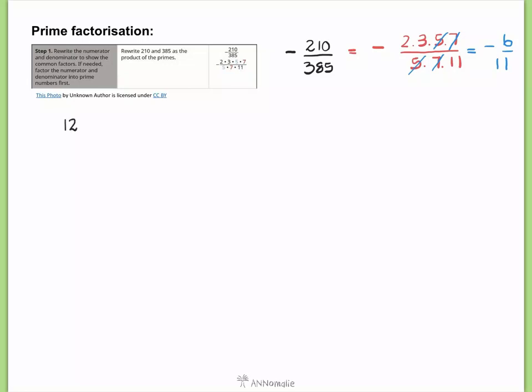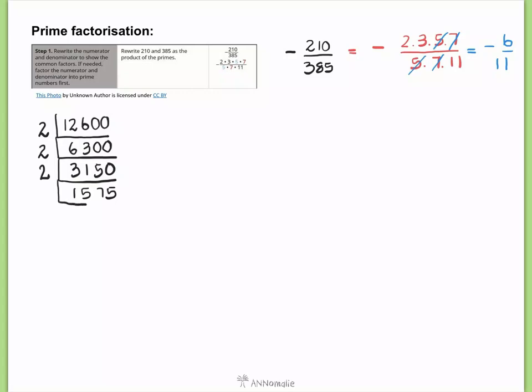So let's have a look at 12,600. We find the smallest prime number that can divide into 12,600, and that is 2. So we divide by 2, and the quotient is 6,300. Divide by 2 once again, and we find 3150. That number is even. The number is divisible by 2, and we find 1575. Now, this is no longer an even number, so 2 is no longer a factor.